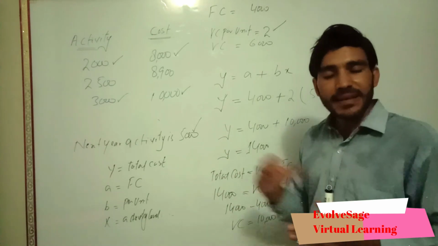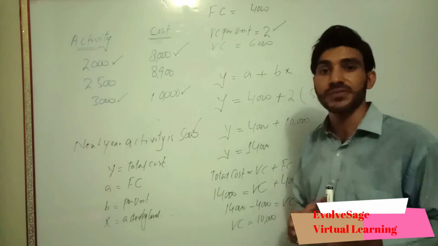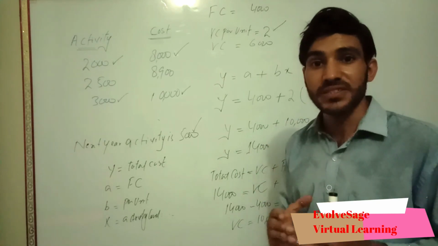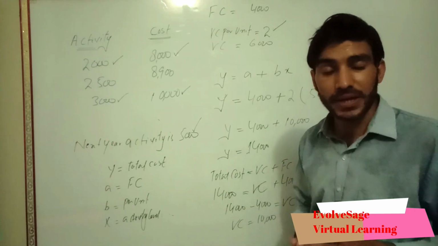In the next session we will use a scatter graph and we will use the least squares method, which is called the regression method. On the basis of those methods we will calculate our cost.